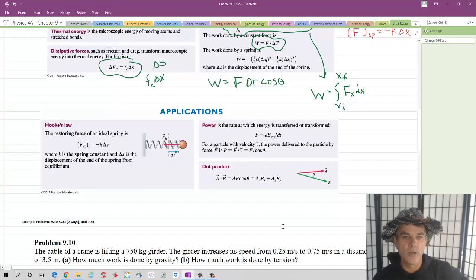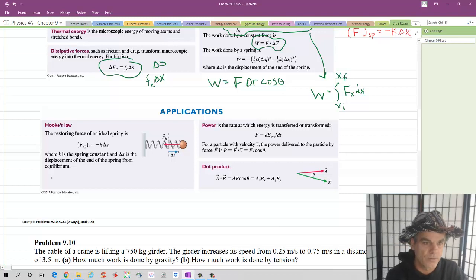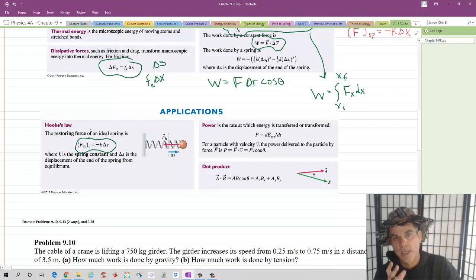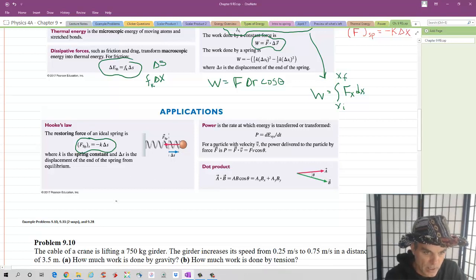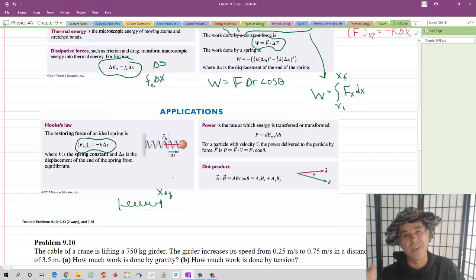So a couple other things we looked at. A restoring force is a force that tends to bring an object back to equilibrium. Equilibrium is when the sum of the forces is 0. So for a spring, an ideal spring is one that can be stretched or compressed, and we define the equilibrium position to be when the spring is not stretched, not compressed.